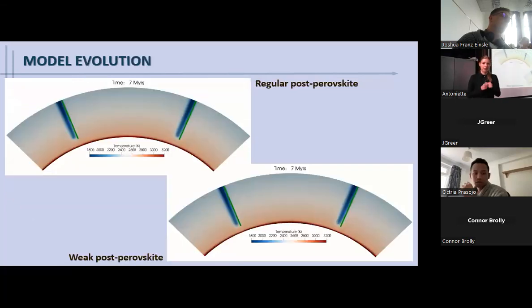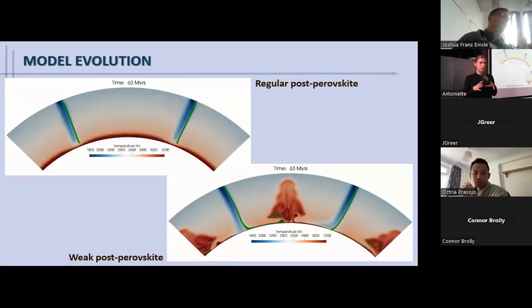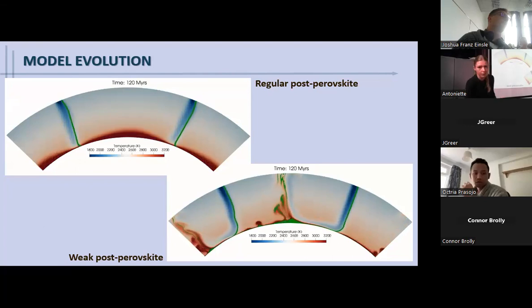So let's look at some of the model results. So here we see two animations of two of these models. In the model at the top, that's one where post-perovskite does not affect the viscosity. In the model at the bottom, post-perovskite is easy to deform. The colors again show the temperature, and then this green material, that's where the basalt is.